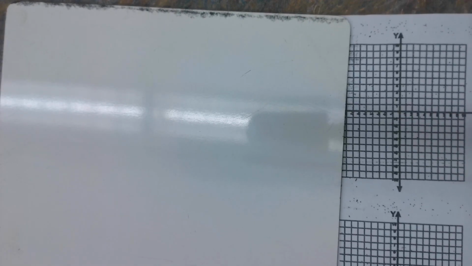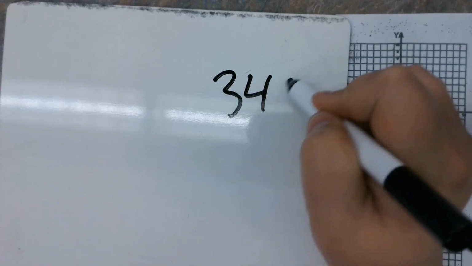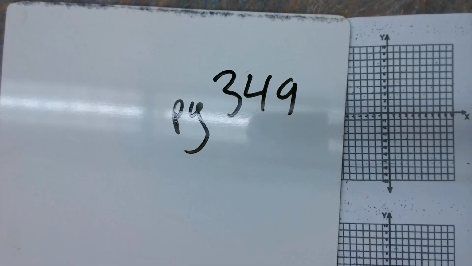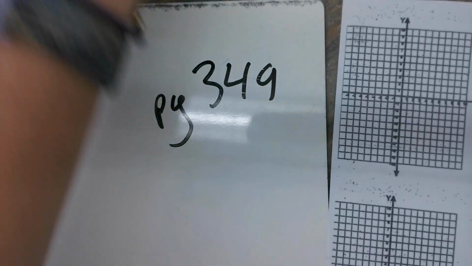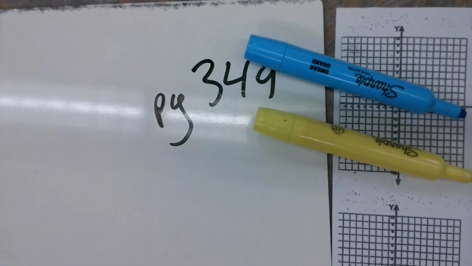Hi, 567. I'm on page 349. So go to page 349. We're going to do like 3 problems. You need this graph paper. It's up on the little desk up front. And also if you have 2 highlighters, that would be really helpful.